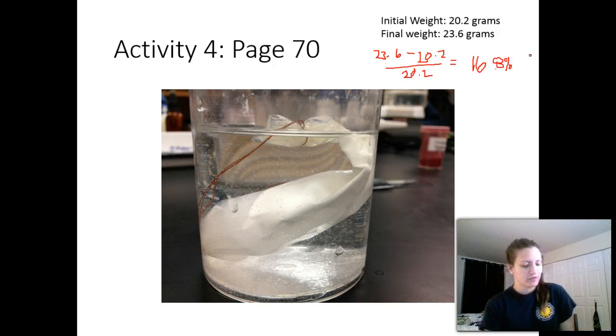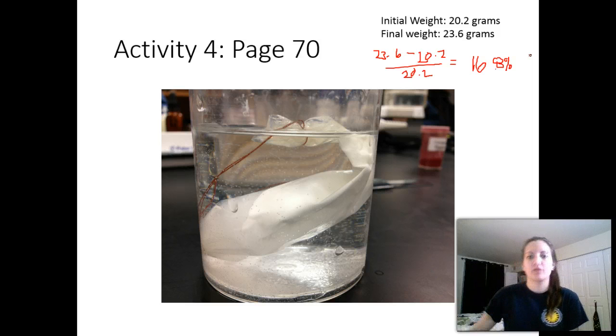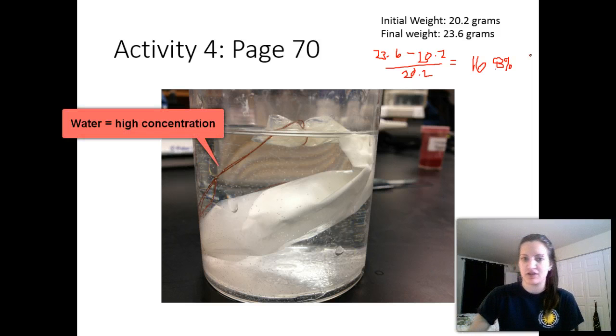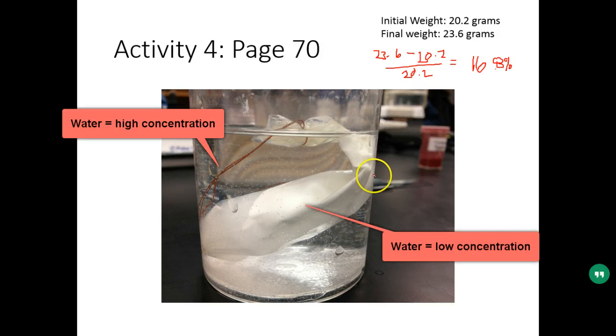Now the final question, question 4, asks what do you think moved through the membrane? So hopefully you're thinking water, because water is at a very high concentration outside of this dialysis tubing, whereas it's less inside. So water is naturally going to move from high concentration to low concentration in the bag. And we saw that. We saw a weight gain.